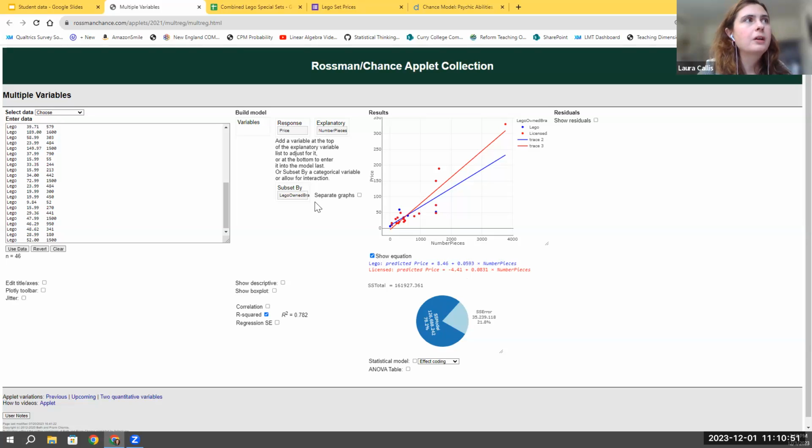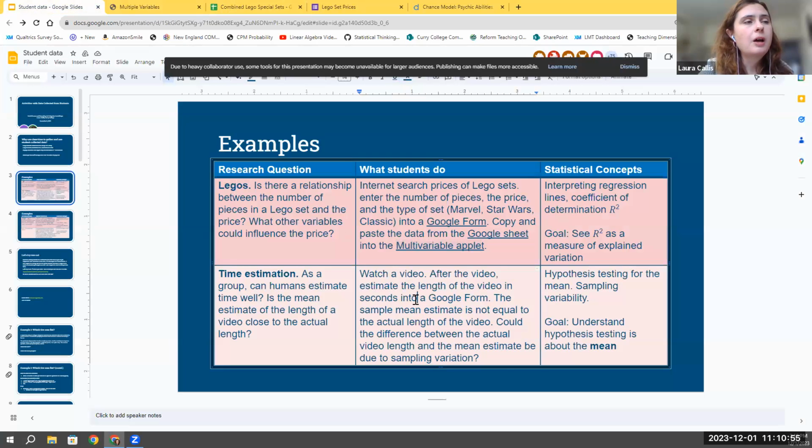So some of the other activities that we do: a time estimation activity, and this is when we're introducing hypothesis testing for the mean. So I've noticed that students, when we do a hypothesis test, start to conclude things that sound like they're thinking about individual people. So they'll say, well, most people do this or most people do that. And they didn't seem to realize when I first started teaching it that we're talking about the mean.